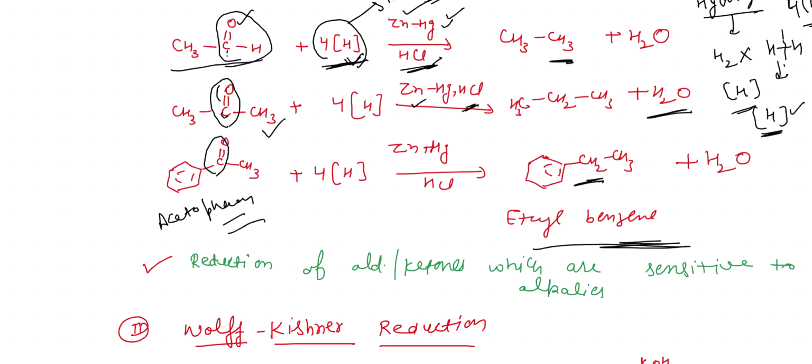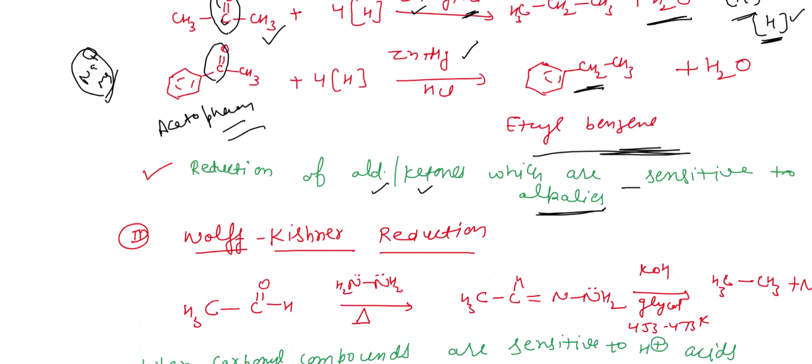So the Clemmensen reaction is used for those aldehydes and ketones which are sensitive towards alkalis. Alkalis are like sodium metal and magnesium. If these compounds are sensitive towards these alkalis, we will use a reagent like zinc amalgam and HCl to obtain the desired product as hydrocarbons.